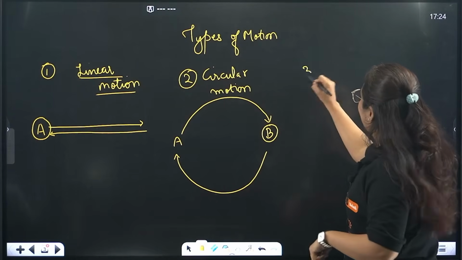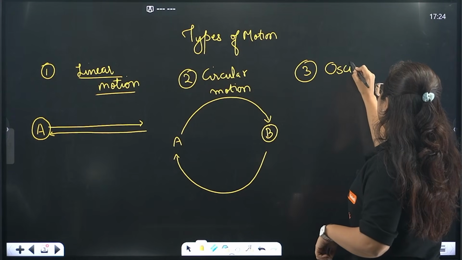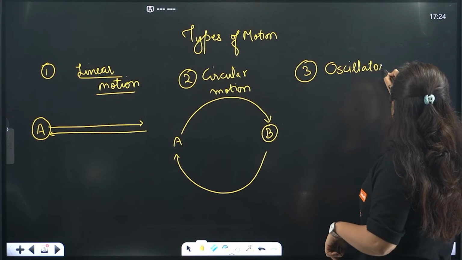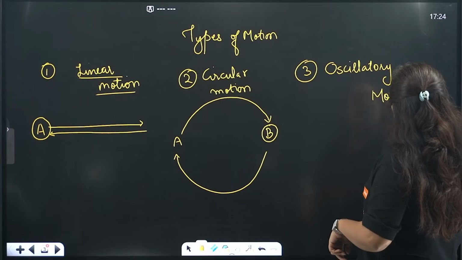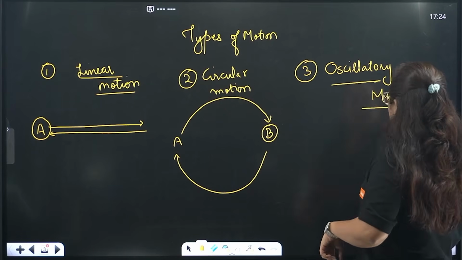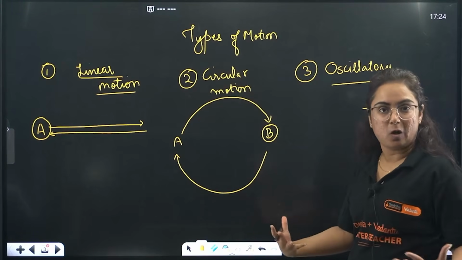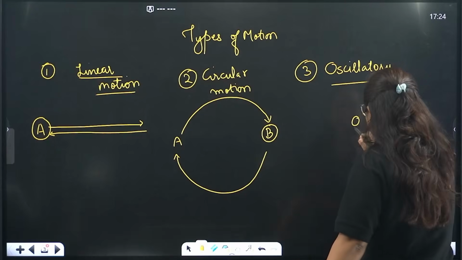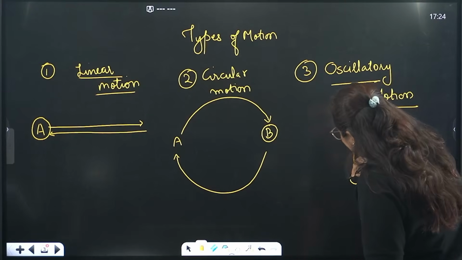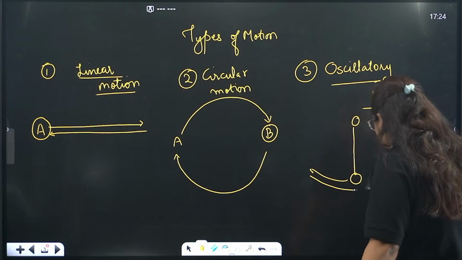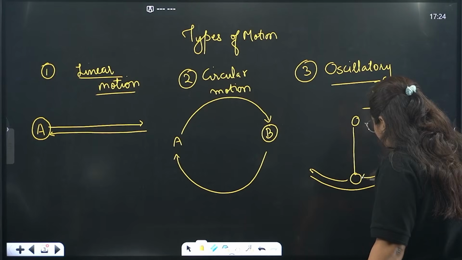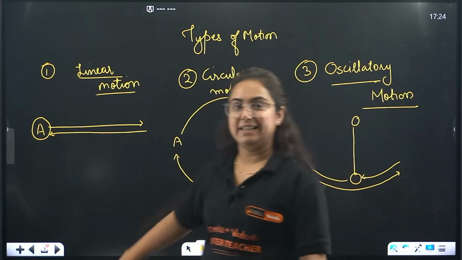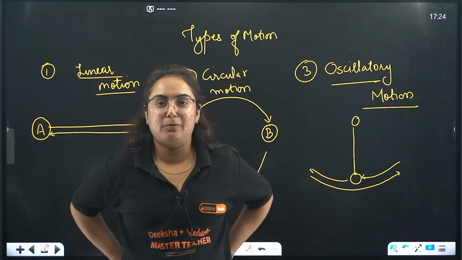And the third one is oscillatory motion. Oscillatory motion we usually see in the clock, when the pendulum is moving like this. It is oscillating. I will tell you the best example for that.